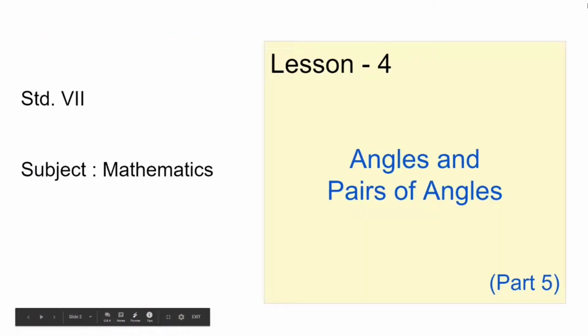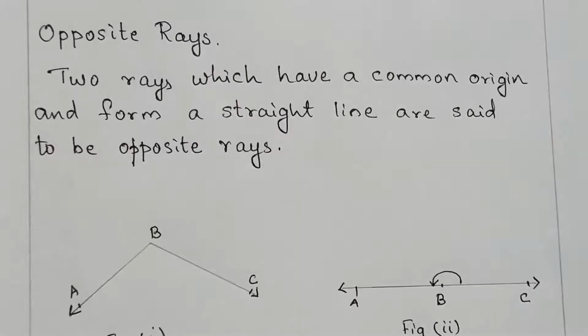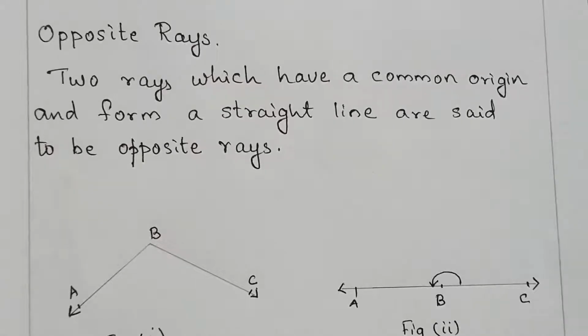Today we continue with lesson number 4, angles and pairs of angles. Today we are going to study what are opposite rays. Let's see what are opposite rays. Two rays which have a common origin and form a straight line are said to be opposite rays.